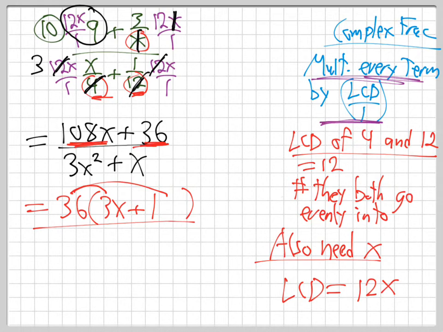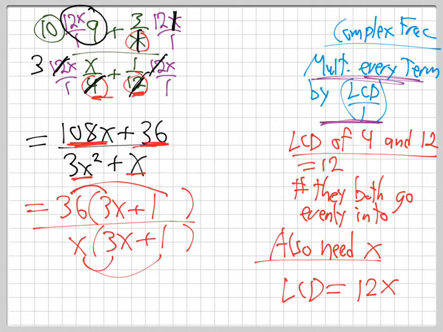And now on the bottom, how do I factor 3x squared and x? What goes into both of them? X. They don't both have a 3, but they both have an x, right? And that leaves 3x plus 1 again, doesn't it? See that? To go back to 3x squared plus x.